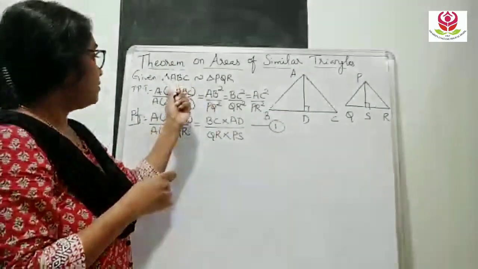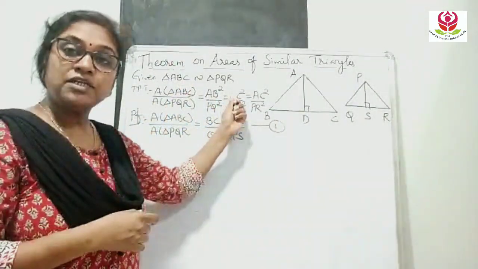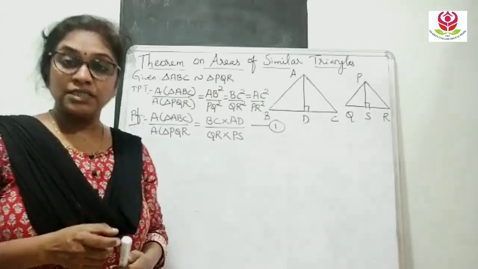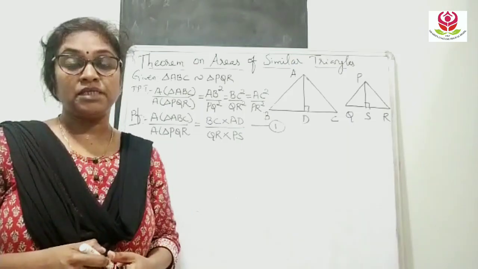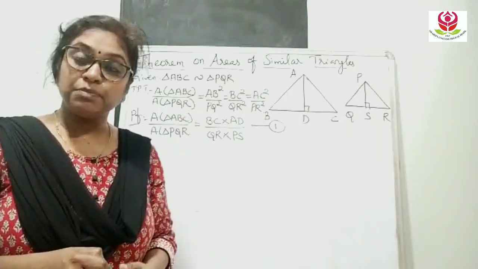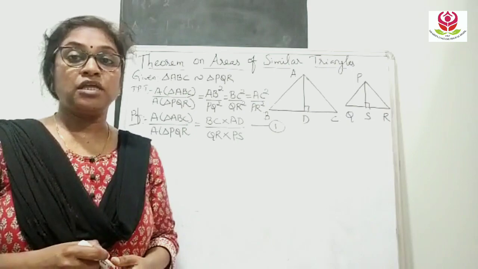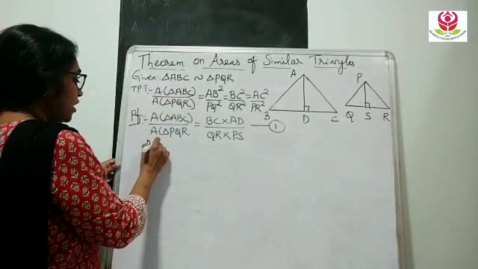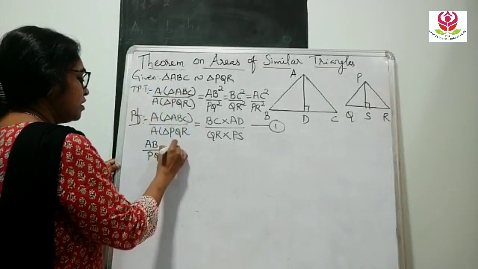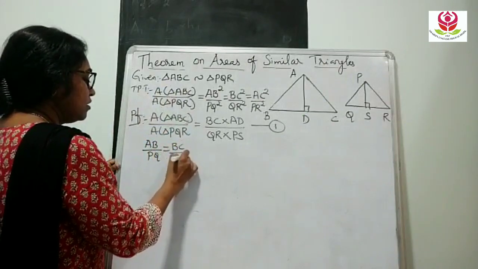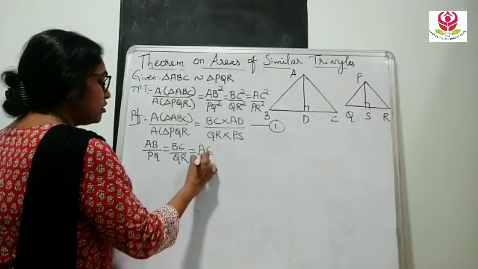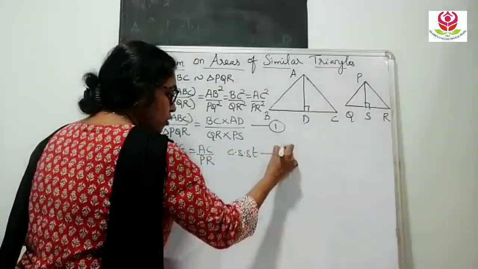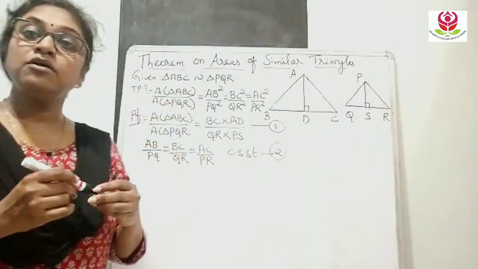Next we will be using the given condition. The given condition is that both the triangles are similar to each other. Since the two triangles are similar, we can use the property that their corresponding sides will be proportional and also their corresponding angles are congruent. So the corresponding sides are AB upon PQ, BC upon QR and AC upon PR, because they are corresponding sides of similar triangles. I am marking this as my equation number 2.